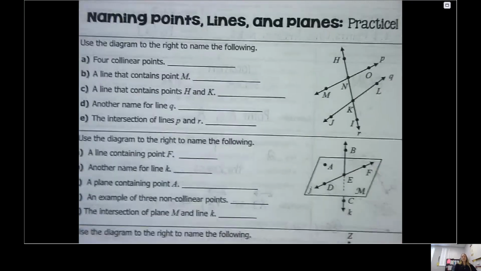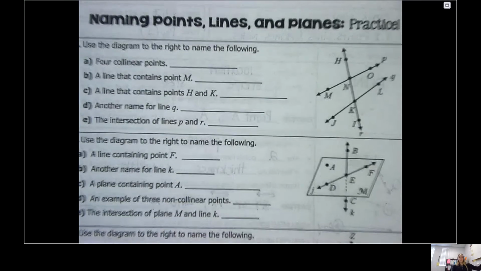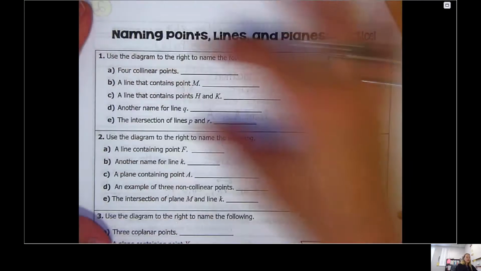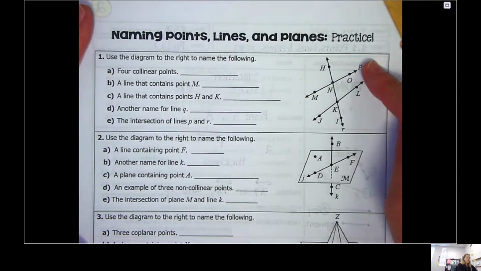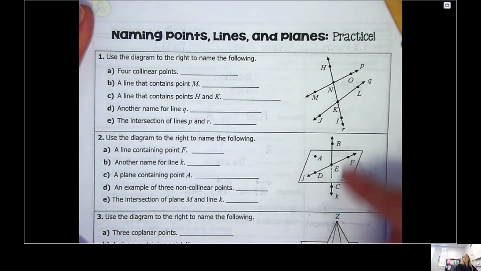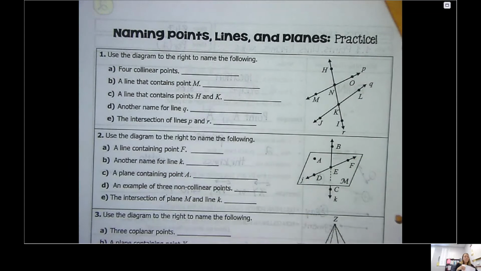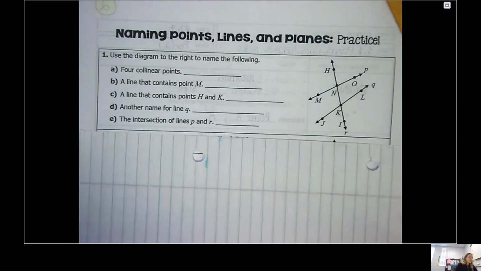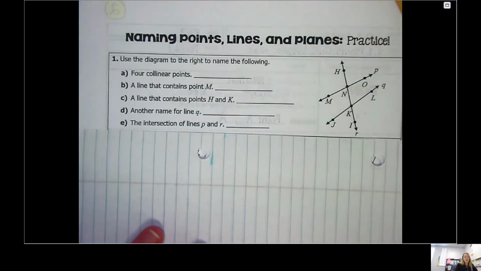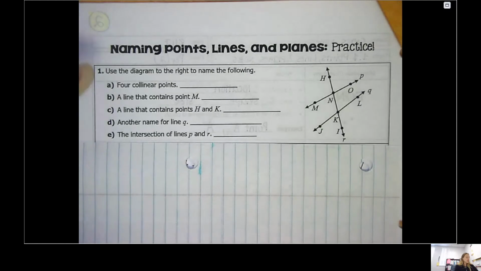So let's start with number one. Just get your brains rumbling here. For number one, this whole section, you use this picture. For number two, you'll use this picture, and so on, okay? So let's just look at number one. It says, use the diagram to the right to name the following. My first one says 4 collinear points. What does collinear mean?